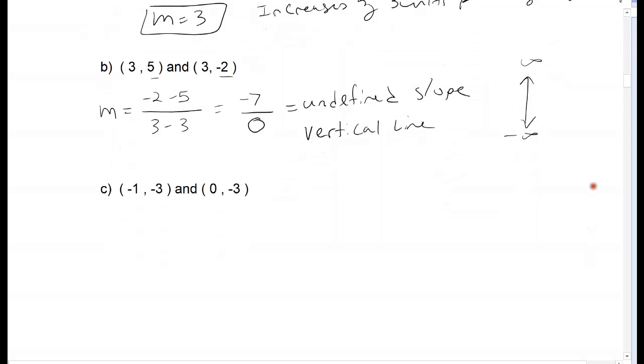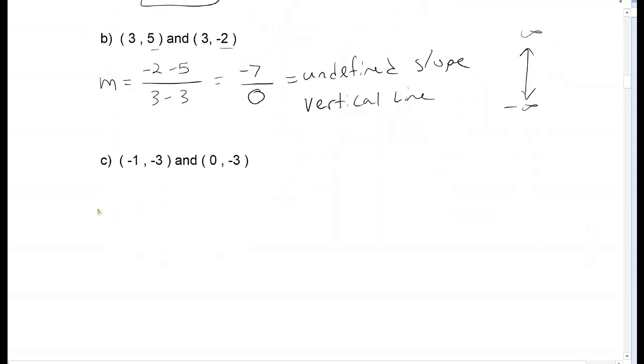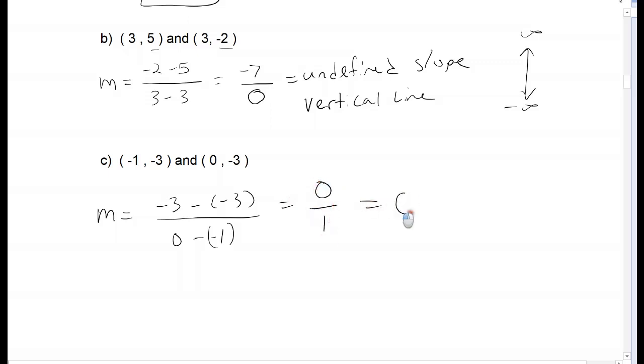C is also a special type of line, so it's the other case. It's going to be our horizontal line. All right, up top is my change in y. Well, my y values are both -3, right? And then my x values. So up top I get 0, and the bottom I get 1. I can't divide by 0, but I can divide into 0. You could take 0 divided by 1 on your calculator, and you'll get 0 out. And so this means my slope is 0.